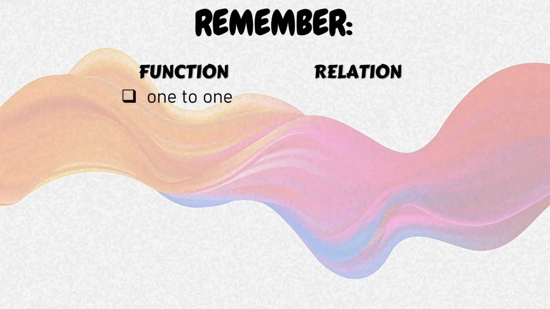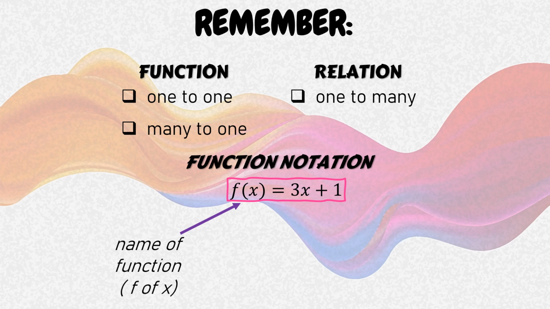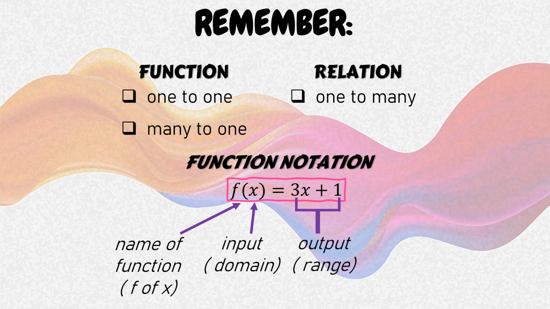Let us now summarize what we have learned about the relation and function. So, when we said function and relation, function that is 1 to 1, many to 1, and kapag naman relation that is 1 to many, or pwede na nating isama yung many to many. So function notation, we have this given format. This is called as the name of function or f of x. X is the input or domain, and 3x plus 1 is the output or the range.